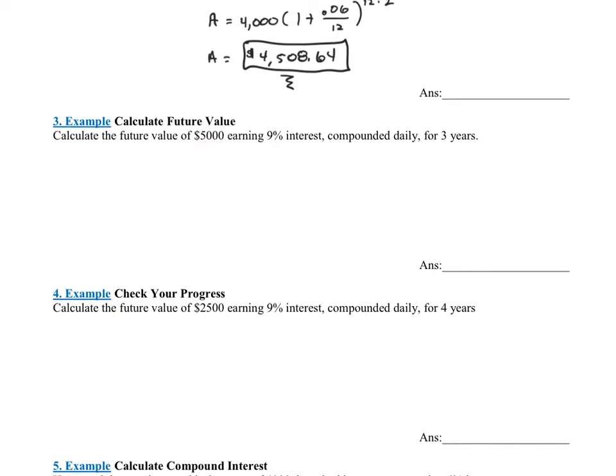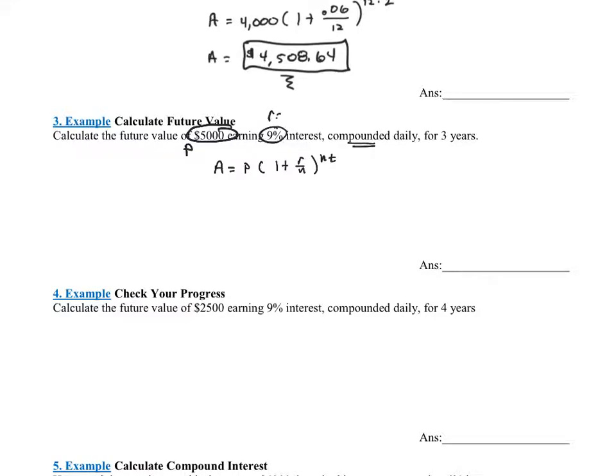Calculate the future value of $5,000 earning 9% interest compounded daily for 3 years. Again, I see that this is a compounded problem, so I know that I need to use the compound interest formula. A equals P times (1 plus R over N) to the NT. I've now identified the formula. I need to identify the variables. So the $5,000 here, that's my initial amount that I'm putting in, $5,000.